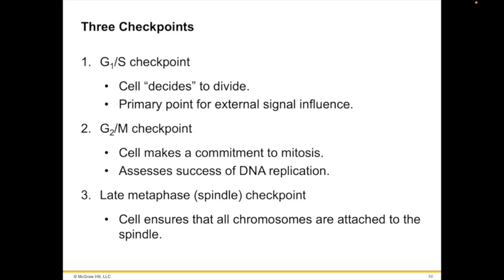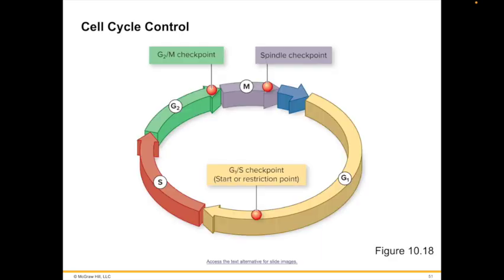The spindle checkpoint ensures that all of the chromosomes are attached to the spindle in preparation for anaphase. The second irreversible step in the cell cycle is the separation of the chromosomes during anaphase, and therefore it is critical that they are properly arrayed at the metaphase plate. Spindle checkpoint, here shown in purple.